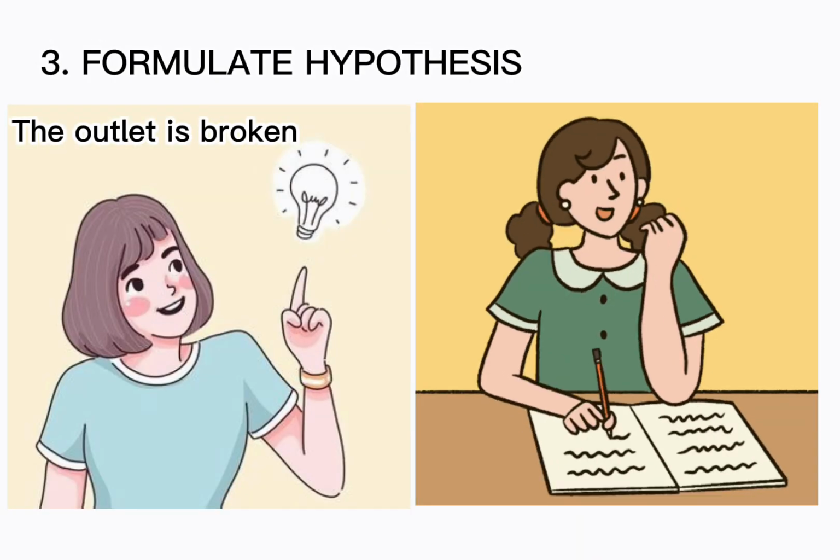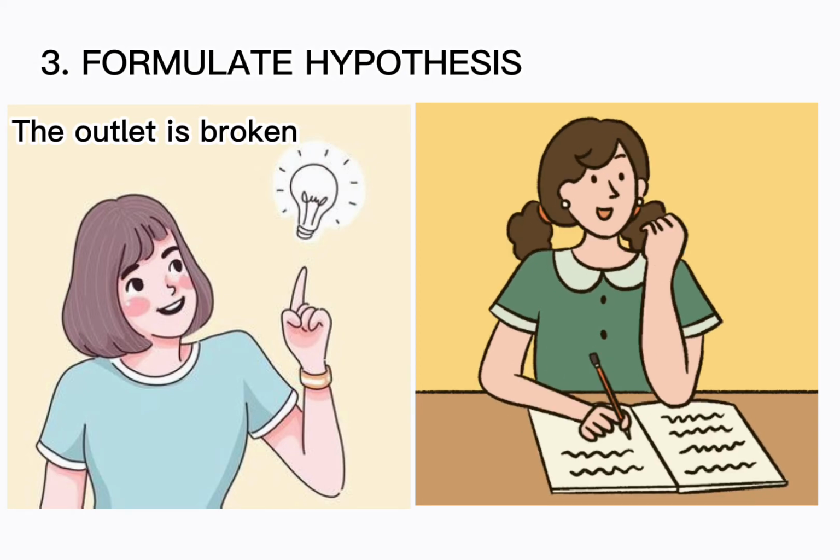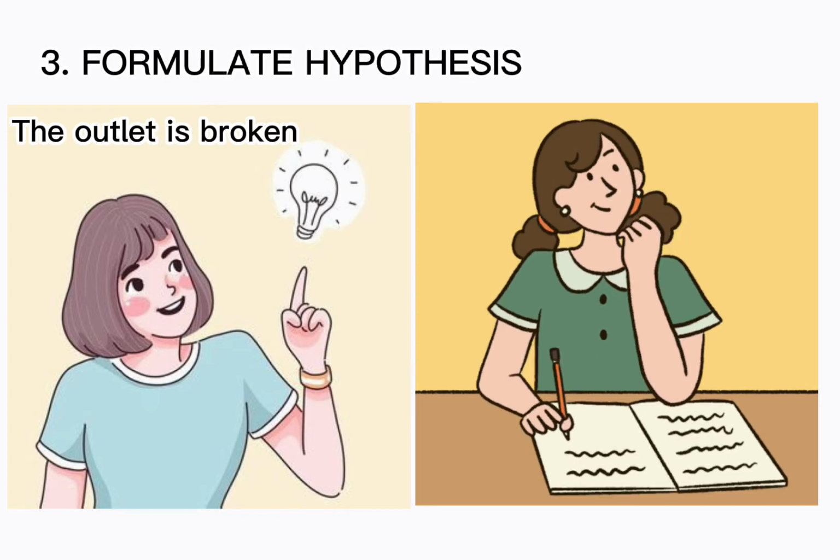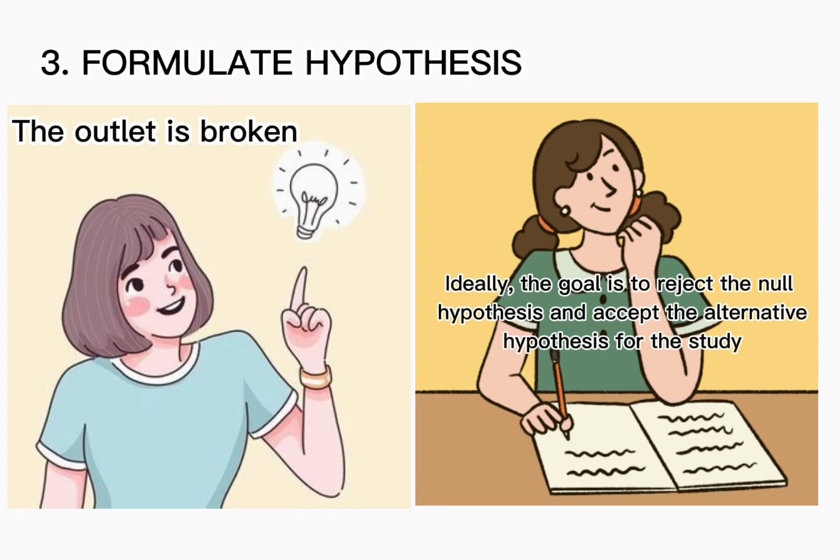Third is to formulate hypothesis. You may think that in this problem, maybe the outlet is broken. Through past knowledge of similar instances, formulate a hypothesis that could explain the said phenomenon. Ideally, the goal is to reject the null hypothesis and accept the alternative hypothesis for the study to count as significant. This can also be separated into additional steps, such as to generate predictions or to infer from past experiments.